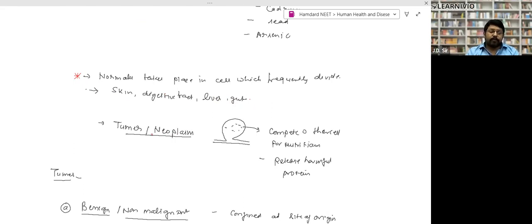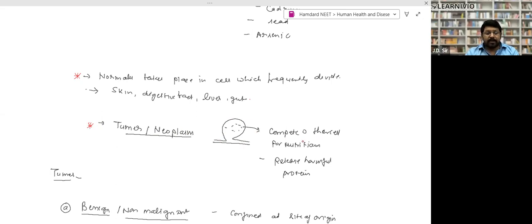Now what happens when uncontrolled division takes place is the formation of a lump-like structure. This is called a tumor or neoplasm. Tumor is also known as neoplasm, right?